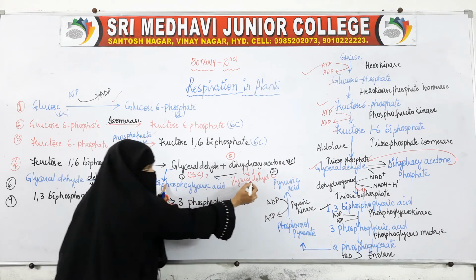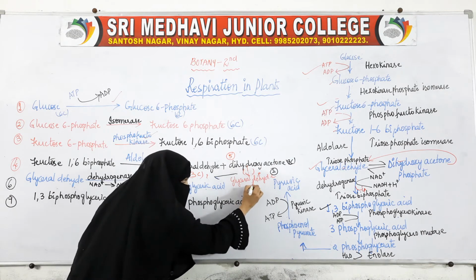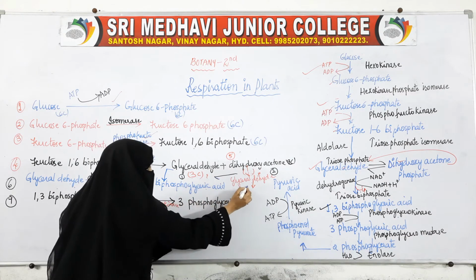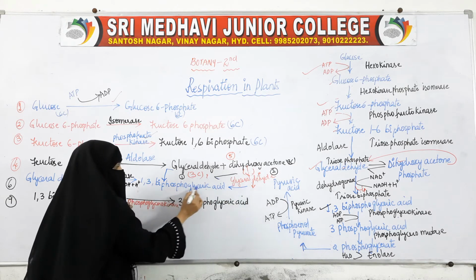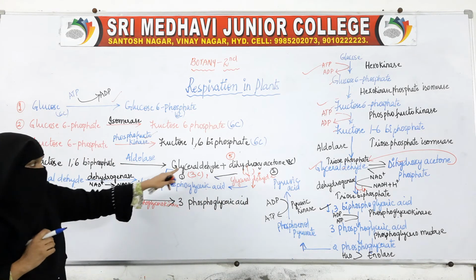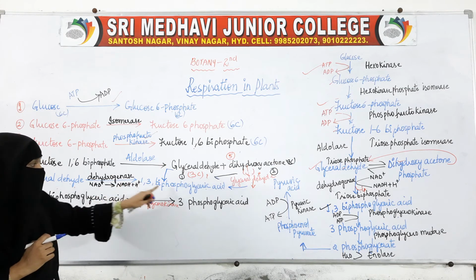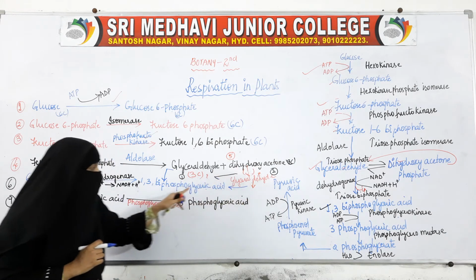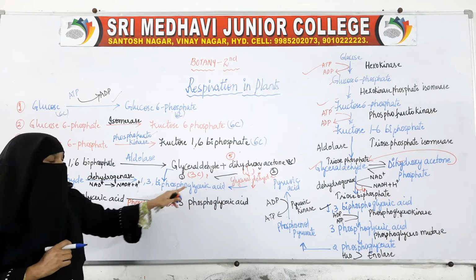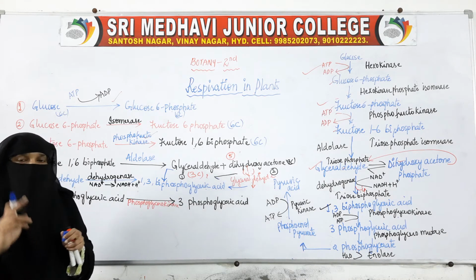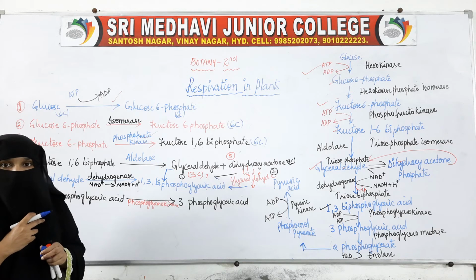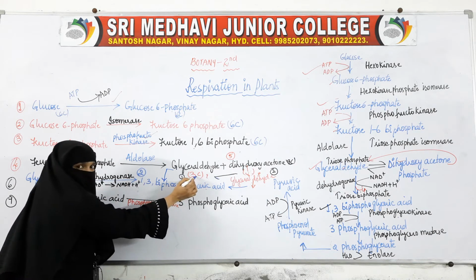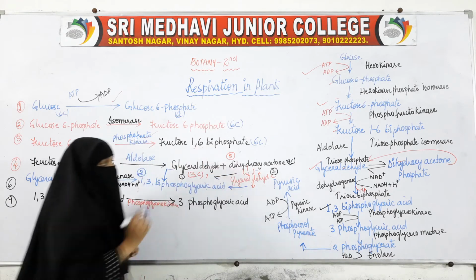But here also, this is also glyceraldehyde now. This will also change into what? This will also change into biphosphoglyceric acid. This glyceraldehyde will change into 1,3-biphosphoglyceric acid, and this glyceraldehyde will also change into 1,3-biphosphoglyceric acid. So, how many 1,3-biphosphoglyceric acids will be there? 2. One from this glyceraldehyde, one from this glyceraldehyde.